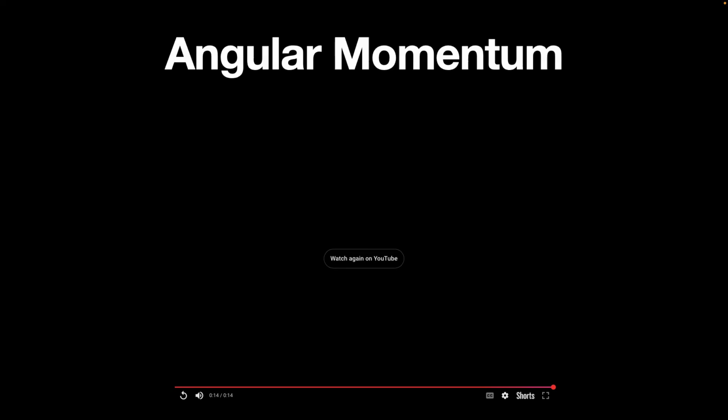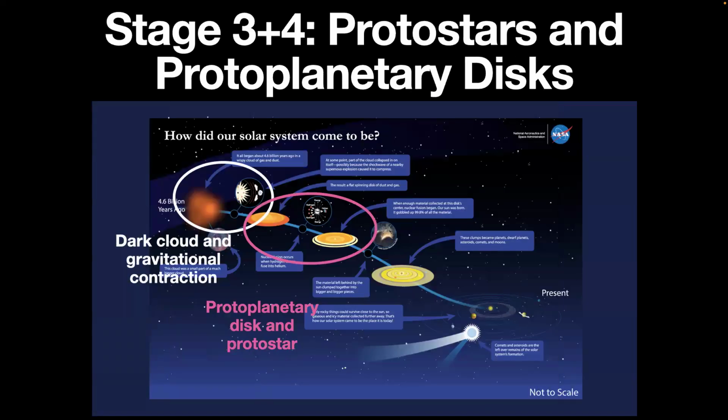Instead, about 99% of the mass of the cloud goes into the protostar, and the rest forms a thin protoplanetary disk. So we have a protostar and a protoplanetary disk forming at roughly the same time. Right here we have our gas cloud collapsing down into the protostar, and then here we have our protoplanetary disk and protostar phase.